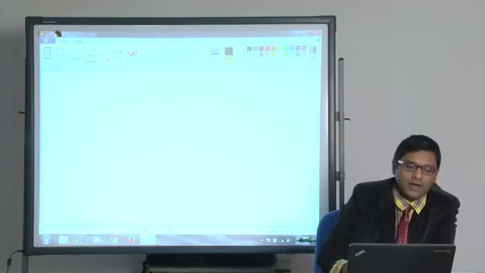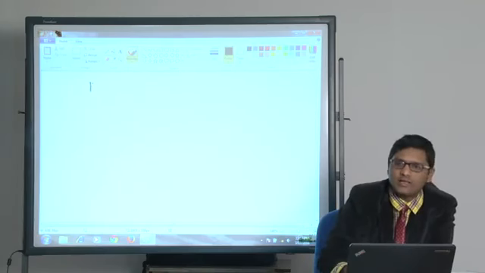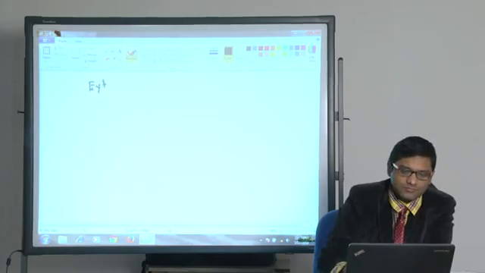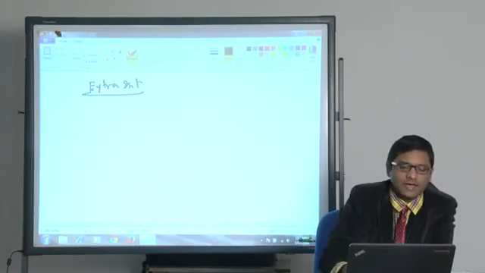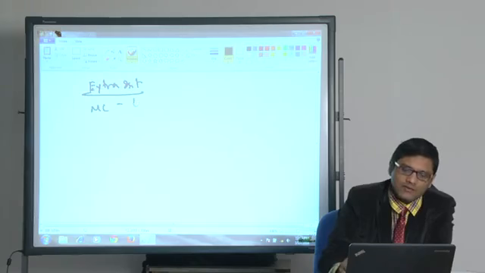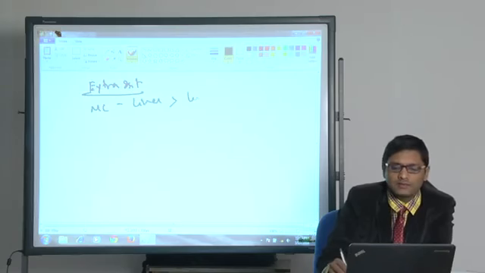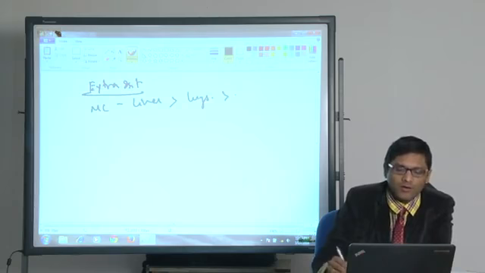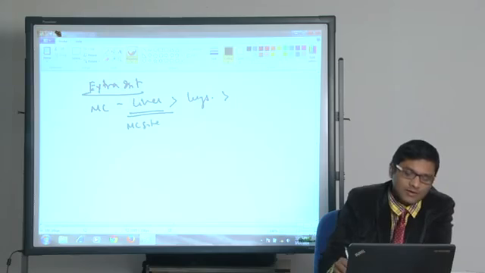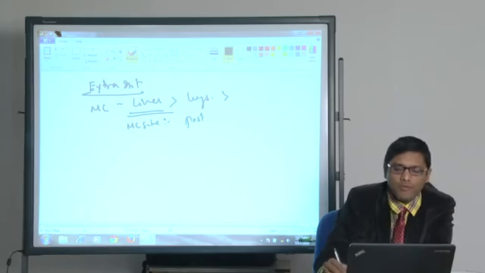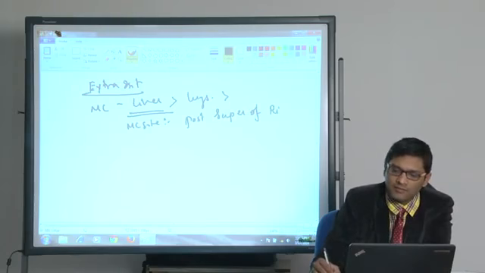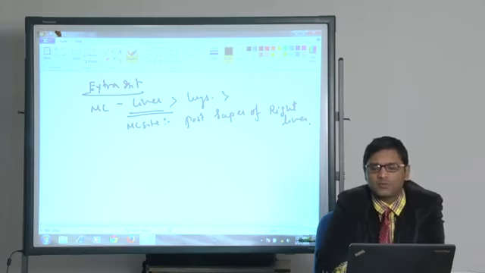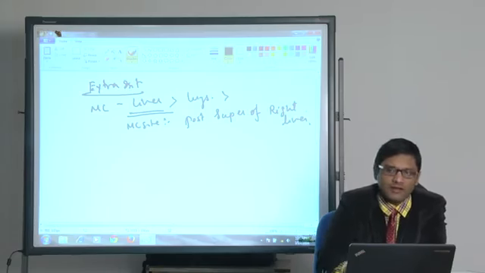And then coming to extraintestinal amoebiasis, the most common site is the liver followed by the lungs, and in the liver the most common site is the posterior superior aspect of the right liver. This is the most common site, the posterior superior aspect of the right liver.